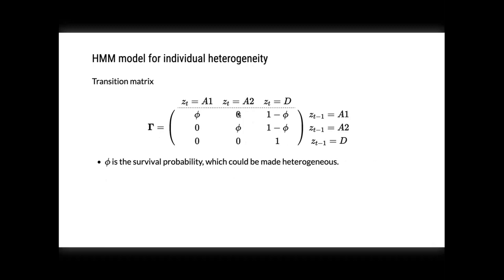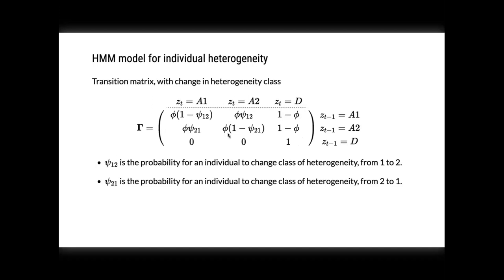And the transition matrix will look like the transition matrix for house finches or for Tsutishi waters, okay? You have survival probability, which is the same for all individuals, and you have the probability of moving from class one at t minus one to class two at t. So it's the probability for an individual to change class of heterogeneity from one to two, or the other probability from two to one.